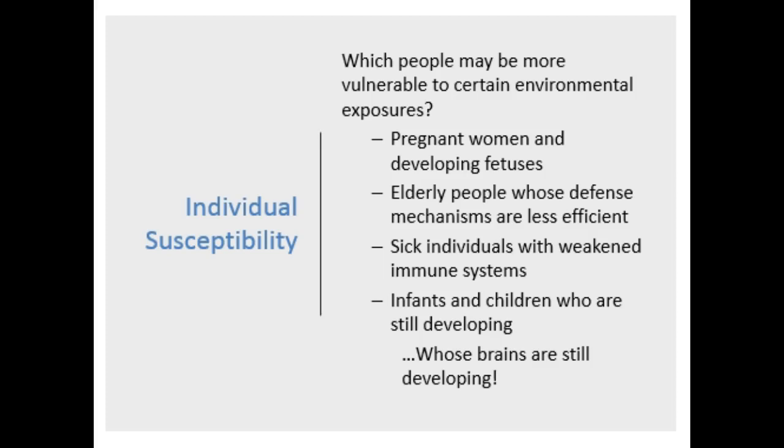Elderly people, their immune systems are not as efficient as when they were younger. Also, sick individuals with weakened immune systems, and infants and children who are still developing. Again, infants and children have brains that are still developing, and so exposure to toxins can have disastrous results.